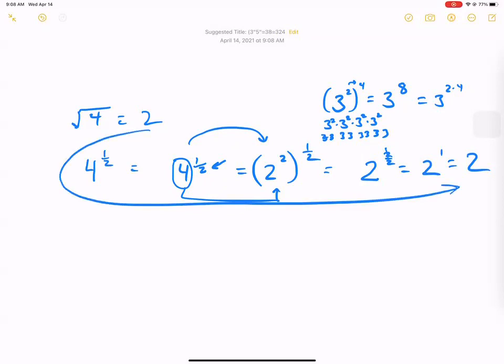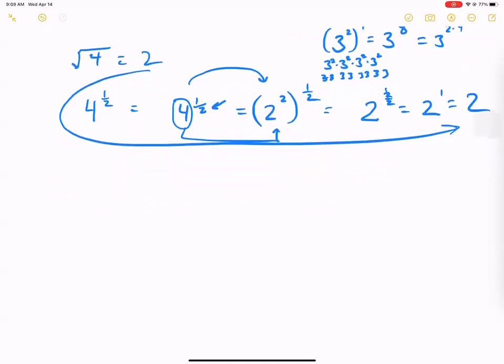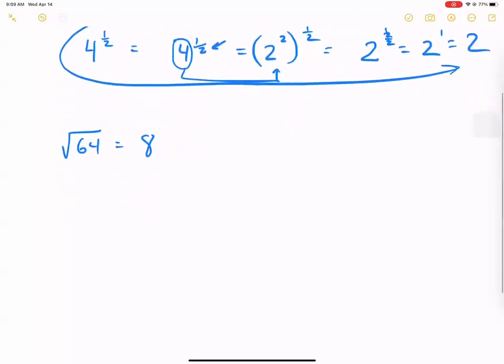Okay. You might say, Mr. Ko, I know that square root of 4 is 2. Yes, because that's our really basic version of it. But let's look at another one, and let's look at 64. The square root of 64. Okay. And we know this is 8. Right? So I'm going to go ahead and spin this around.